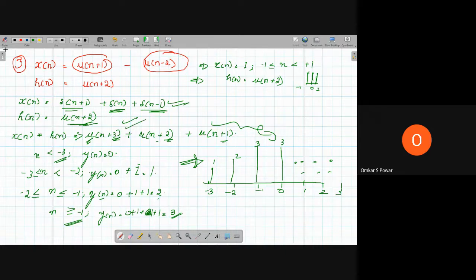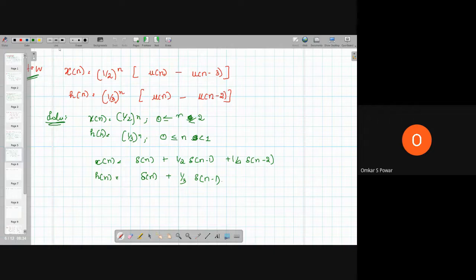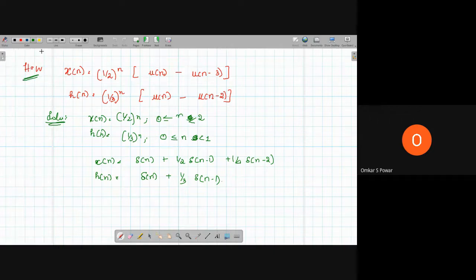Now again, homework problem for you. So half of u of n minus u of n minus 3, instead of step, there will be this one. So I have given the hint here for you how to do that. So just do that. Okay.